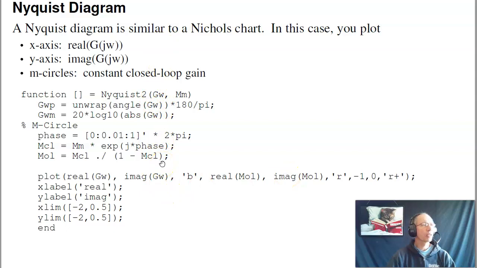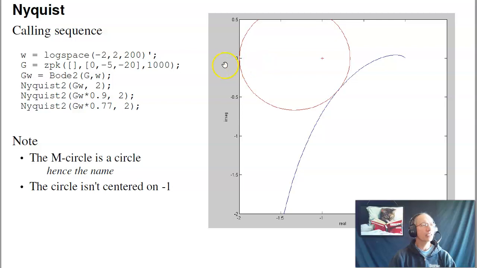And what you wind up with is a graph. The goal still remains the same. I want to keep away from minus one by a certain distance, and I want to be stable. To draw a Nyquist diagram, this is the same as the Nichols diagram, except that instead of plotting dB versus phase, I'm going to plot real versus imaginary. If I take that same system, I'm going to go from 0.01 to 100 radians per second. G of s is 1,000 over s, s plus 5, s plus 20.